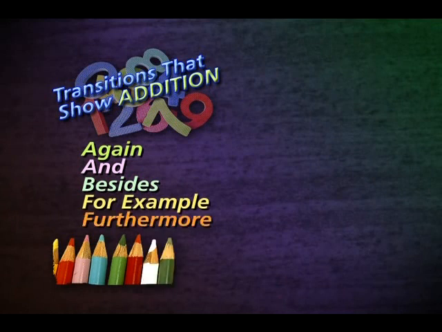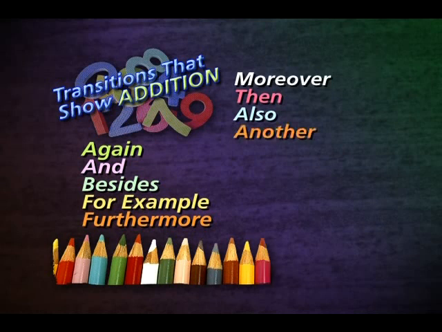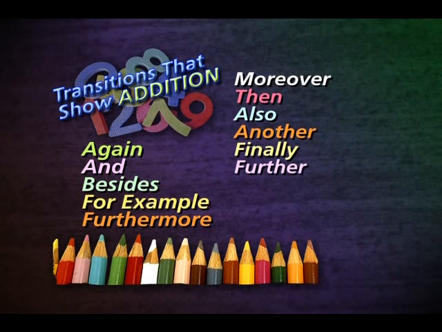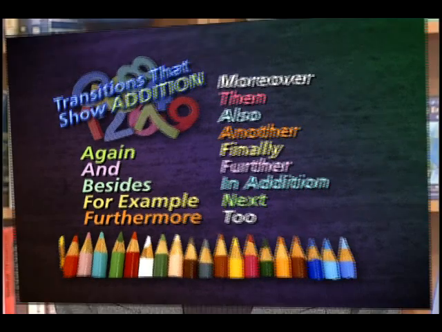Here are some transitions that show addition. Again, and, besides, for example, furthermore, moreover, then, also, another, finally, further, in addition, next, and too. If you look at these transitions closely, you'll see that some of them can be used in the beginning of a sentence, some of them can be used to connect sentences, and some of them can be used at the end of a sentence. Some of them can be used anywhere in the sentence where they make sense.